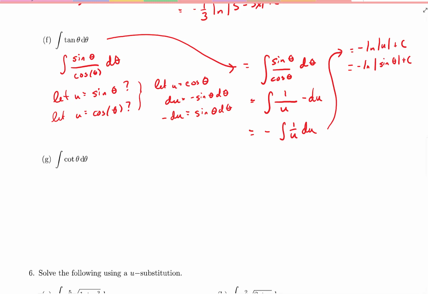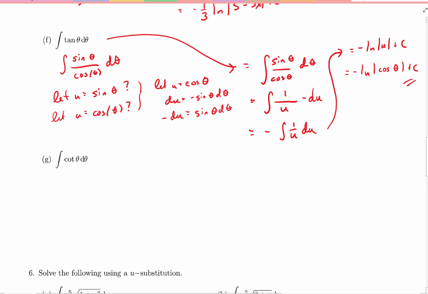Folks, I've made a mistake. Sorry about that. I wrote this here, and then that's what I looked at. I let u equal the cosine of theta, so that should be cosine of theta. We're just going to go ahead and clean that whole thing up. Equals negative natural log absolute value of the cosine of theta plus c.